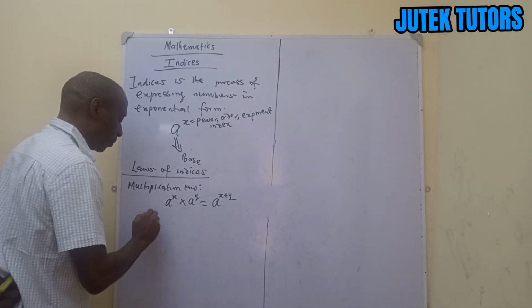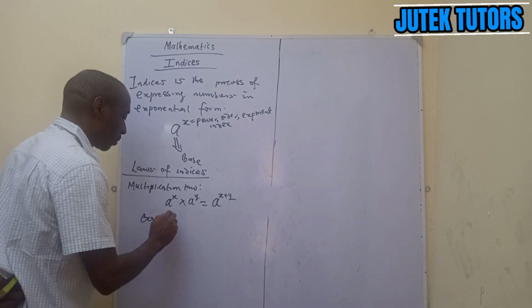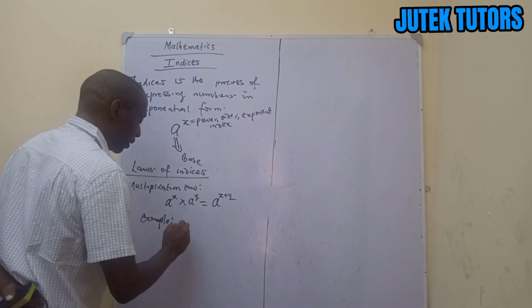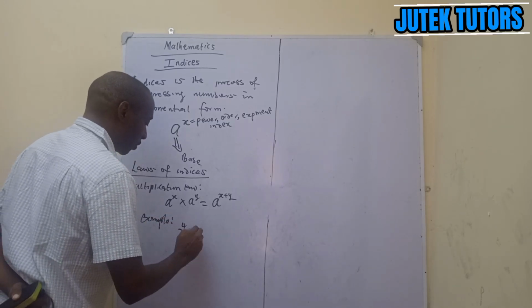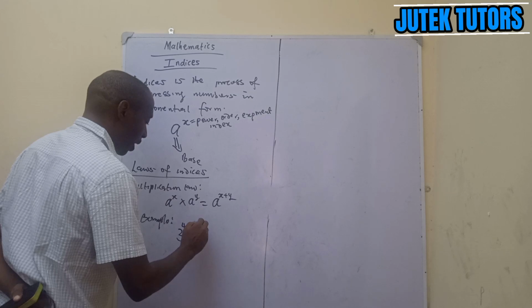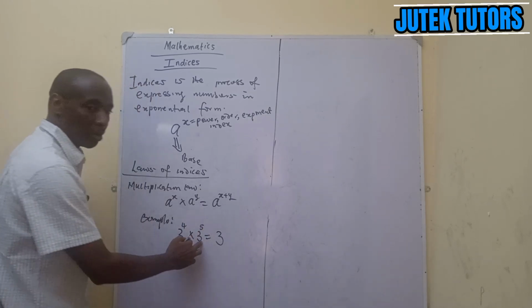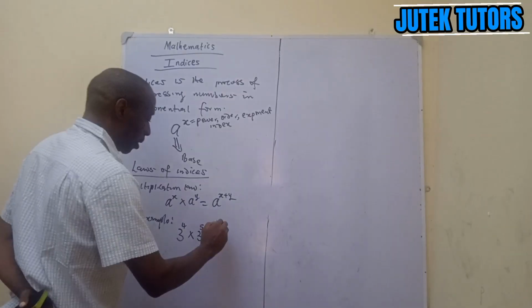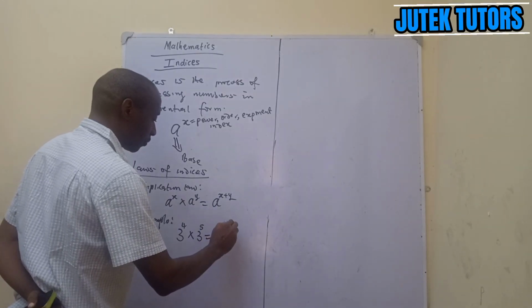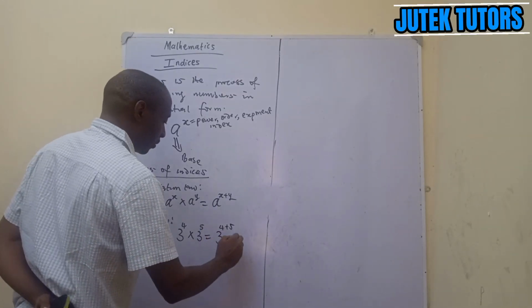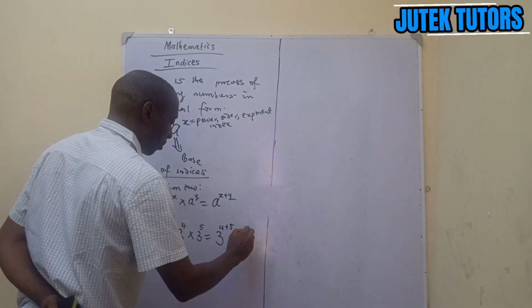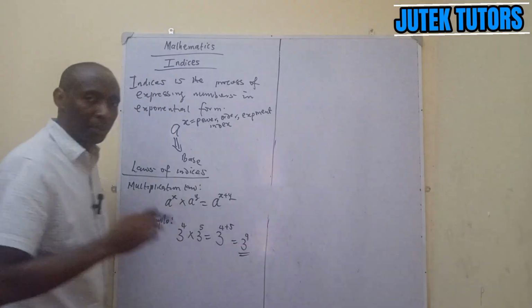Let's take a typical example. If we have, let's say, 3 raised to power 4 multiplied by 3 raised to power 5, it is equal to 3. You take the common base, then you add the powers, 4 plus 5. So this gives us 3 raised to power 9.